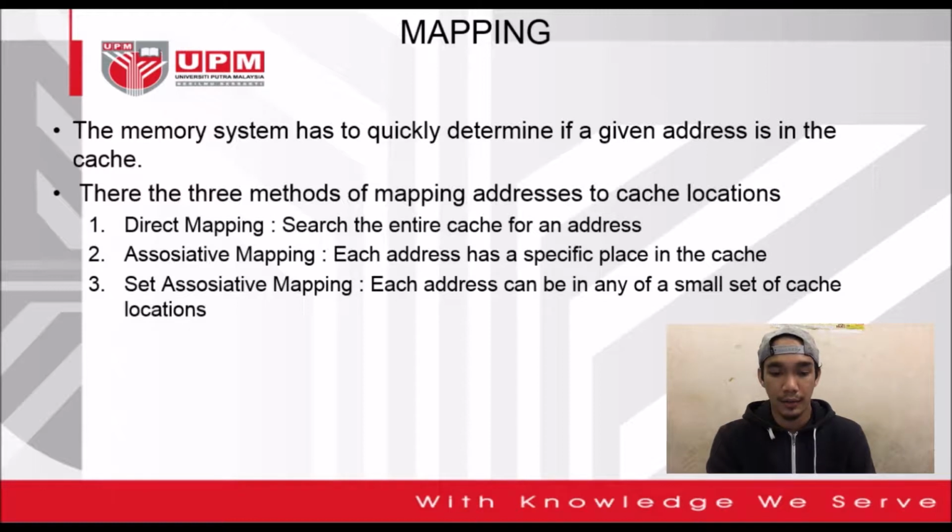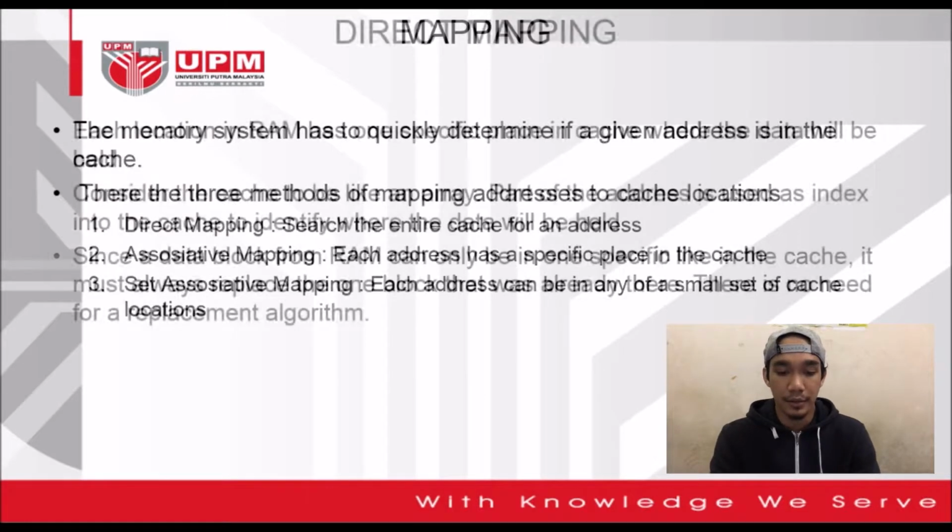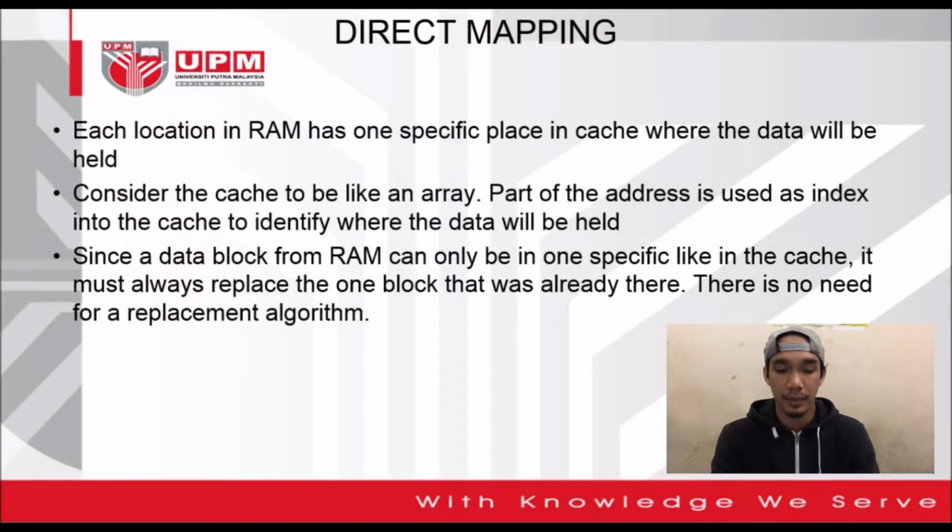There are 3 methods for mapping addresses to cache locations. The first is direct mapping, where each address has a specific place in the cache. Second is associative mapping, which searches the entire cache for an address. And the last is set associative mapping, where the address can be any of a small set of cache locations.